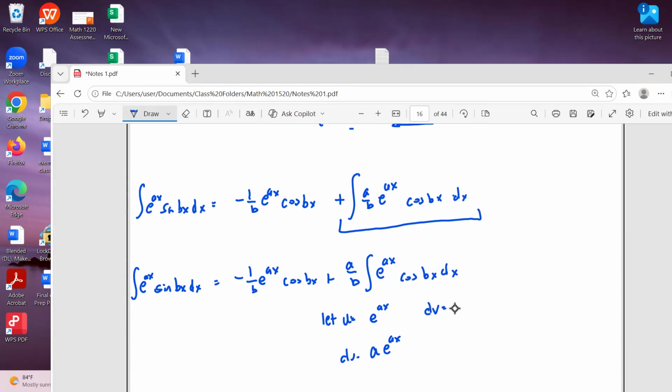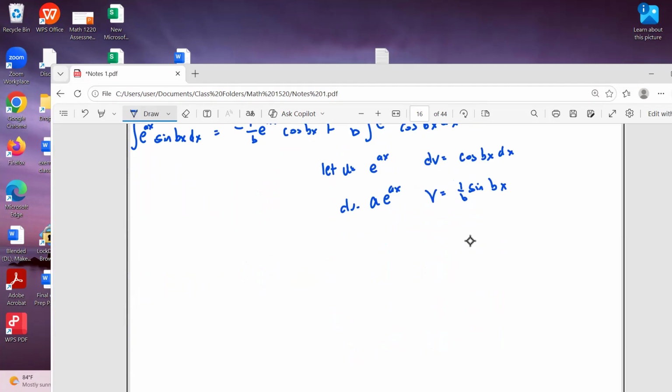But your dv is equal to, let's go with cosine of bx dx, and we're taking the integral of this thing. So that's going to be 1 over b sine of bx. Again, if I take 1 over b sine bx and take the derivative, I'm going to go back to cosine bx dx. Okay. And again, we're going to do our little swish and flick here.